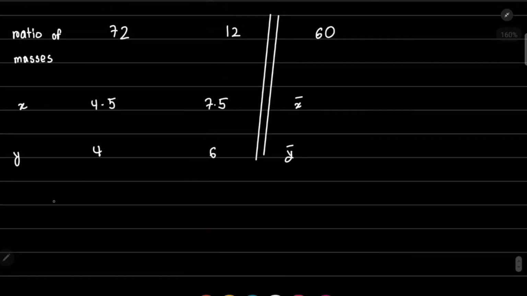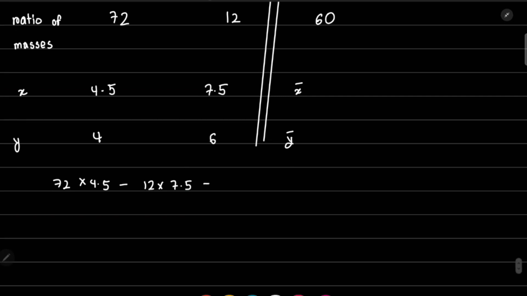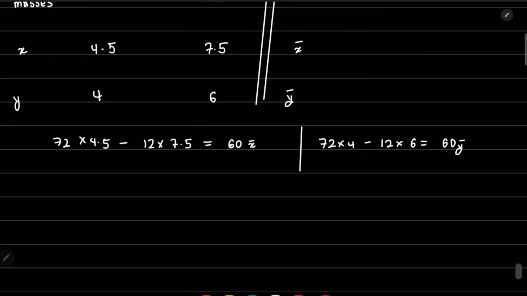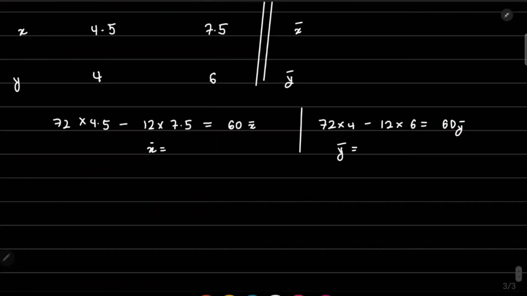To find that, we'll do 72 into 4.5 minus 12 into 7.5 is equal to 60 x bar. We can find the value of x bar from here, and for y we'll do 72 times 4 minus 12 times 6 is equal to 60 y bar. We can find the value of y bar from here, so we get x bar from here and y bar from here. We can also have cases of folding.